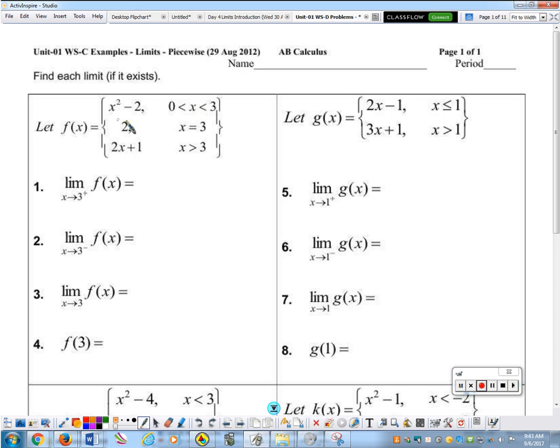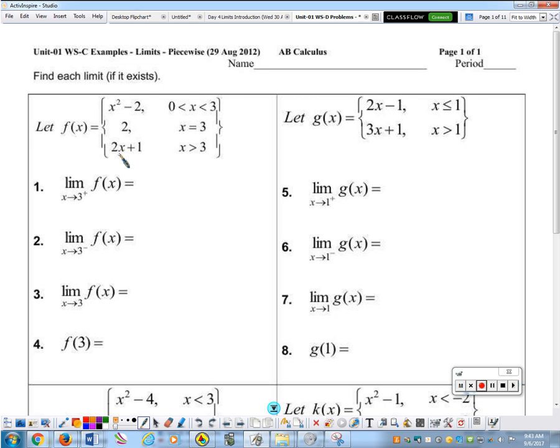The first formula, the only x's you would ever plug into this formula on the top would be an x value that's bigger than 0 and less than 3. Otherwise, you don't use this formula. When you have one x value that's equal to 3, you use this formula. If the x value is larger than 3, you use this formula. Questions about what we mean by a piecewise function?